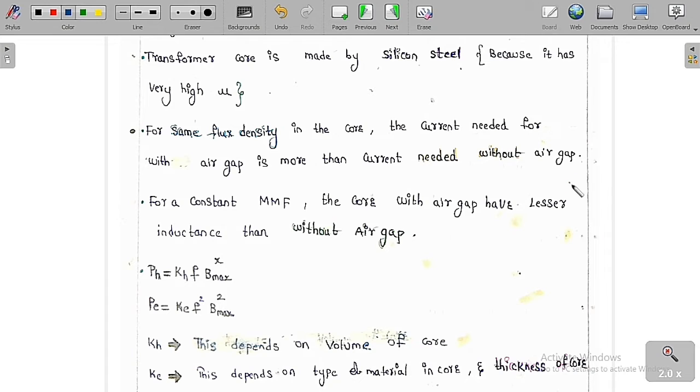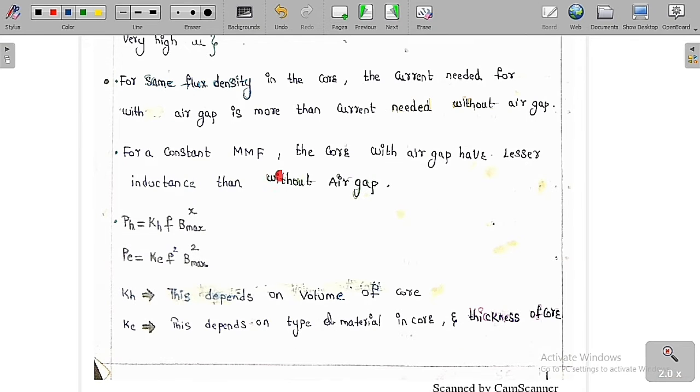So if you go for the air gap, the reluctance of the core increases. Therefore Ni is equal to phi into R, so phi is equal to Ni by R. As R increases, definitely you have to increase the current to keep the flux constant. Whenever the flux is constant, the magnetic flux density is also constant.